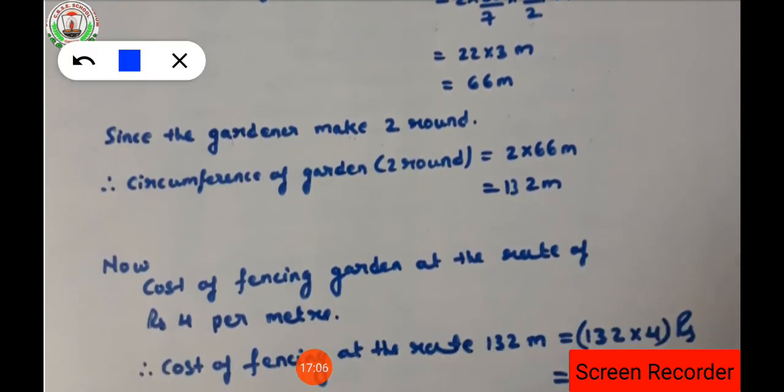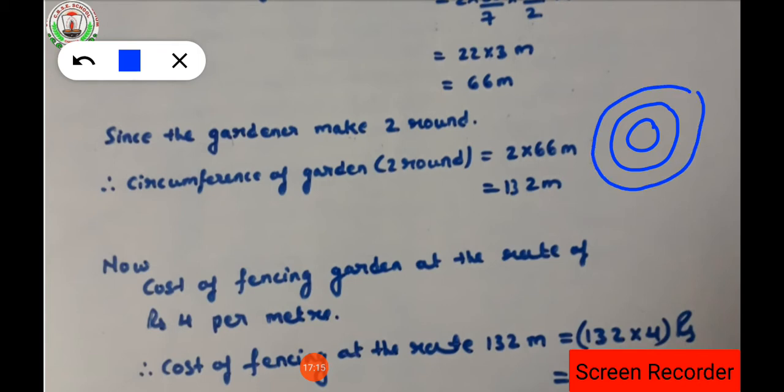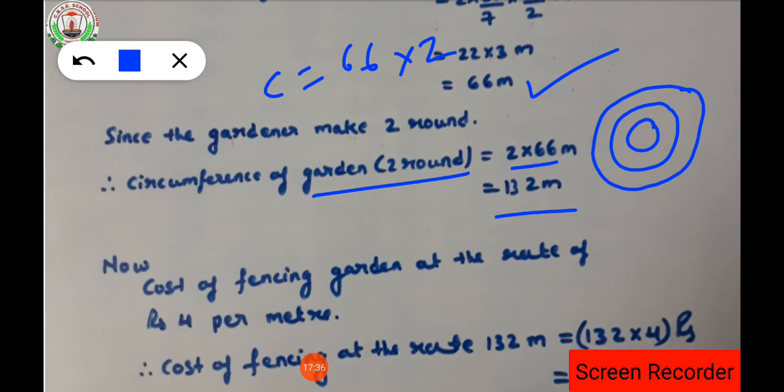But in the question it is given that if this one is a circle, once the rope is fenced, then it is to be fenced again. That means the fencing of the rope is done twice, 2 rounds are done. That's why we are going to multiply 66, this value of circumference, by 2 because the rope is being fenced 2 times. So 2 into 66 meter will be 132 meter.